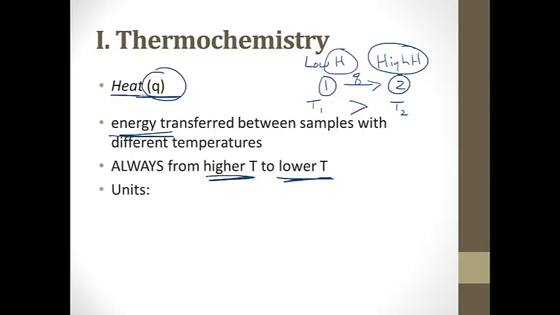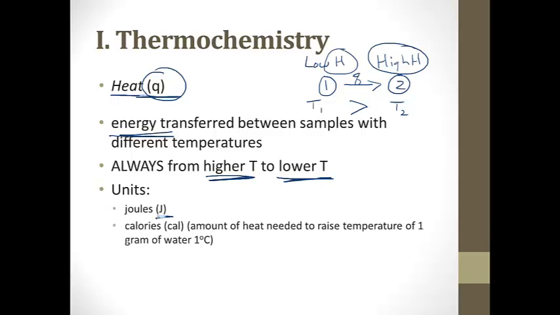Okay, now, units for enthalpy, it's energy. So simply we use joules. Okay, sometimes we will use the term calories also. Okay, now, calories, this is the amount of heat needed to raise the temperature of 1 gram of water by 1 degree Celsius. This is your definition of a calorie.